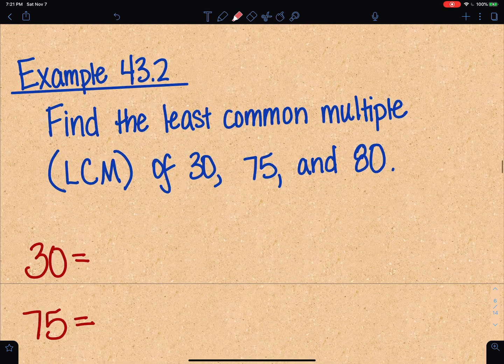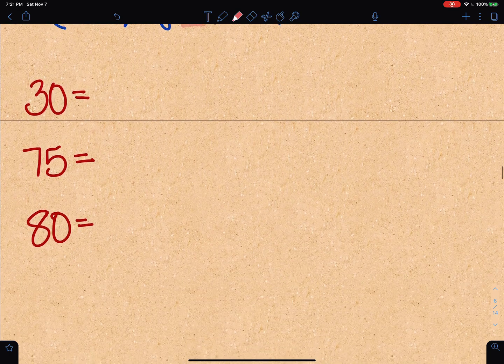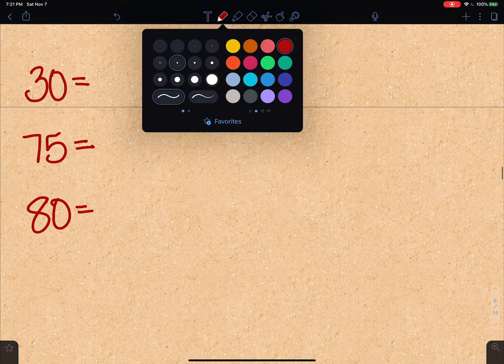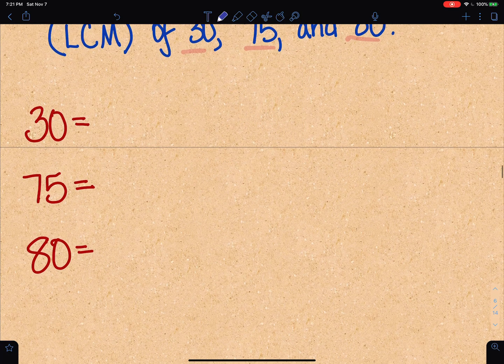All right, let's go on to example 43.2. Find the LCM of 30, 75, and 80. These are bigger numbers, so they're definitely getting a little bit more tricky on us here. So let's start with 30, and we're going to take it down to its prime, all right? Take it down to its prime.